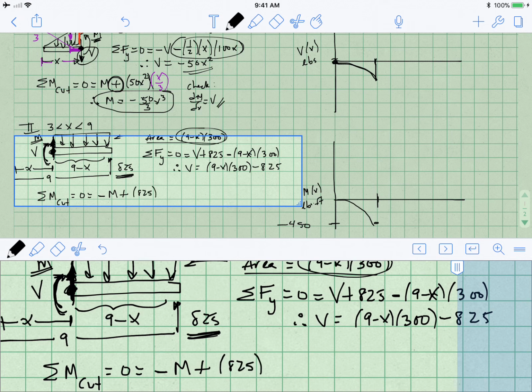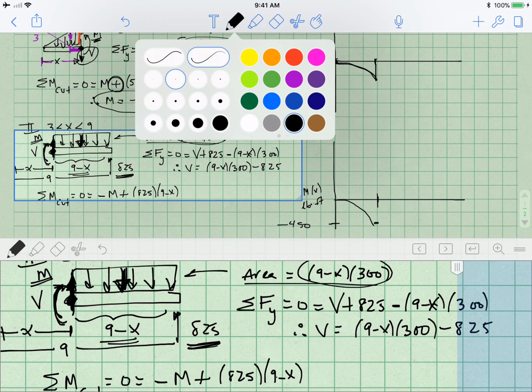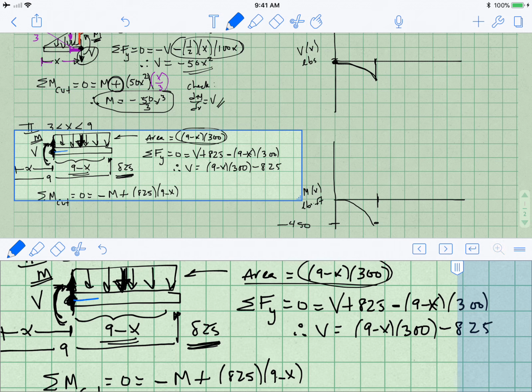How far away is it from the cut? Well, it's 9 minus x from the cut, so I'm going to write 9 minus x. And now I have to think about this distributed load. So this distributed load, if we thought about it occurring at a point, it would be occurring at half of 9 minus x. So in other words, it would be this distance right here. Its value is equal to 9 minus x over 2, that distance.